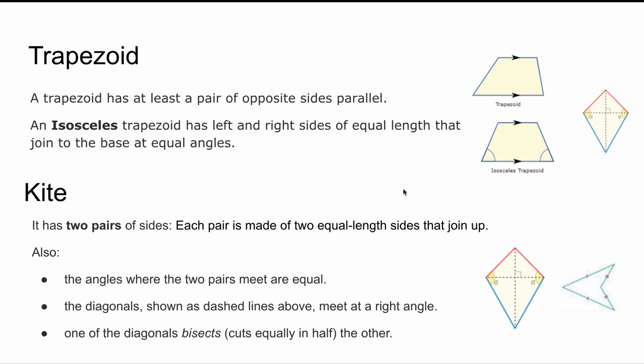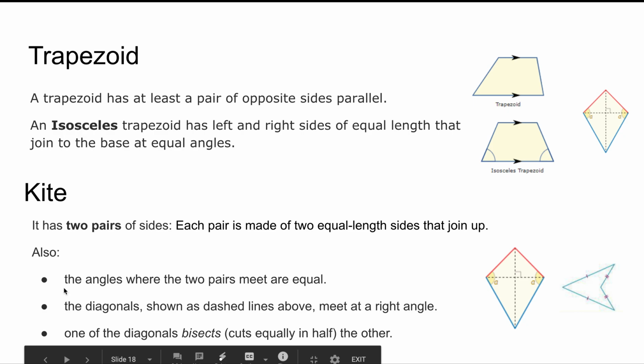Okay, kite. Kite has two pairs of sides. I'm going a little bit fast, so I strongly recommend you to re-watch this video to understand more clearly and solve more problems even outside of the homework. Okay, so watch some Khan Academy videos, or there are a whole bunch of resources that you can have access to, so I strongly encourage you to look at them.